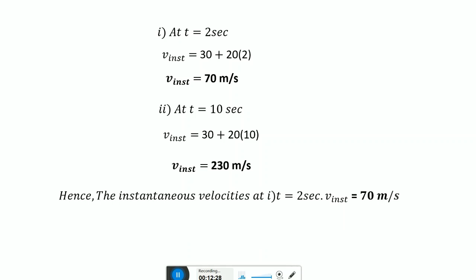So in this way, we get the instantaneous velocities. At t is equal to 2 seconds, it is equal to 70 meter per second, and for t is equal to 10 seconds, instantaneous velocity is equal to 230 meter per second.